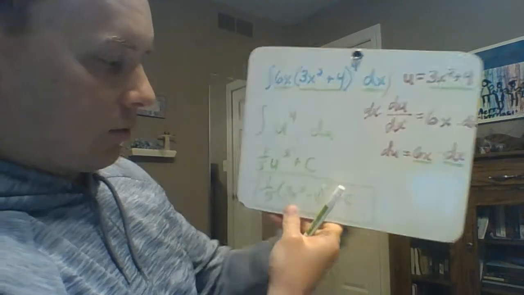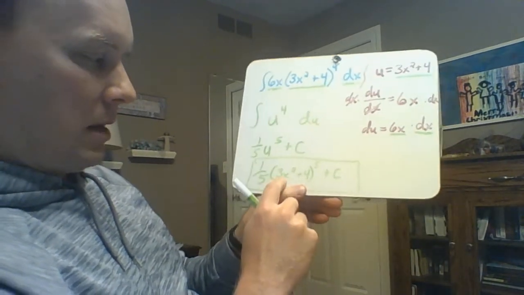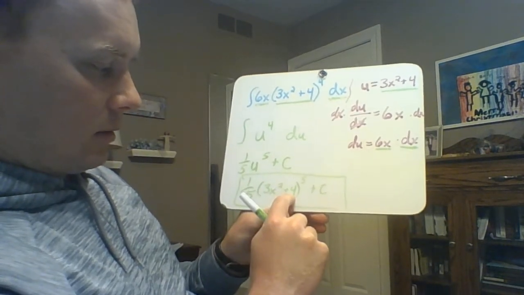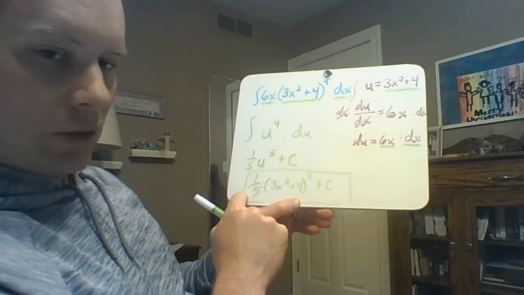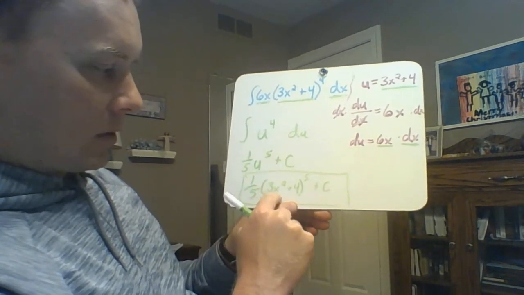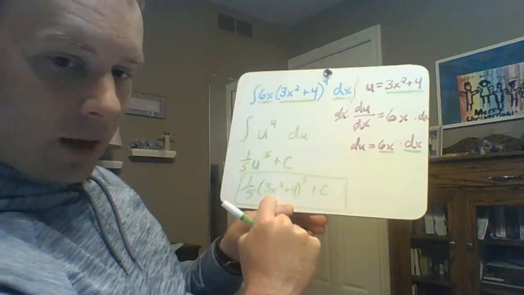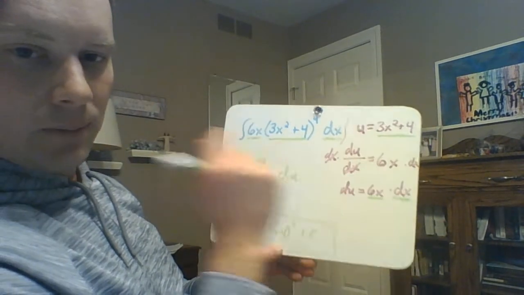You can always check these. Remember, you can take the derivative of this. Think about the derivative with the chain rule. It'd be 1/5 of all of this, sorry, we do the outside first. So we take 5 times 1/5, which is just 1. So it'd be 3x squared plus 4 to the 4th times the derivative of the inside, which is 6x. Oh, that's exactly what we had here. We're good. Okay, so that's the first example.